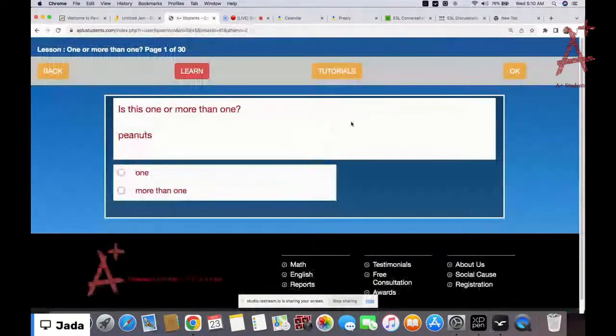So we have 30 questions and we will answer a few together. Is this one or more than one? Is it naming one or more than one? It says peanuts, with s. So once you have peanuts, you know that it's naming more than one.